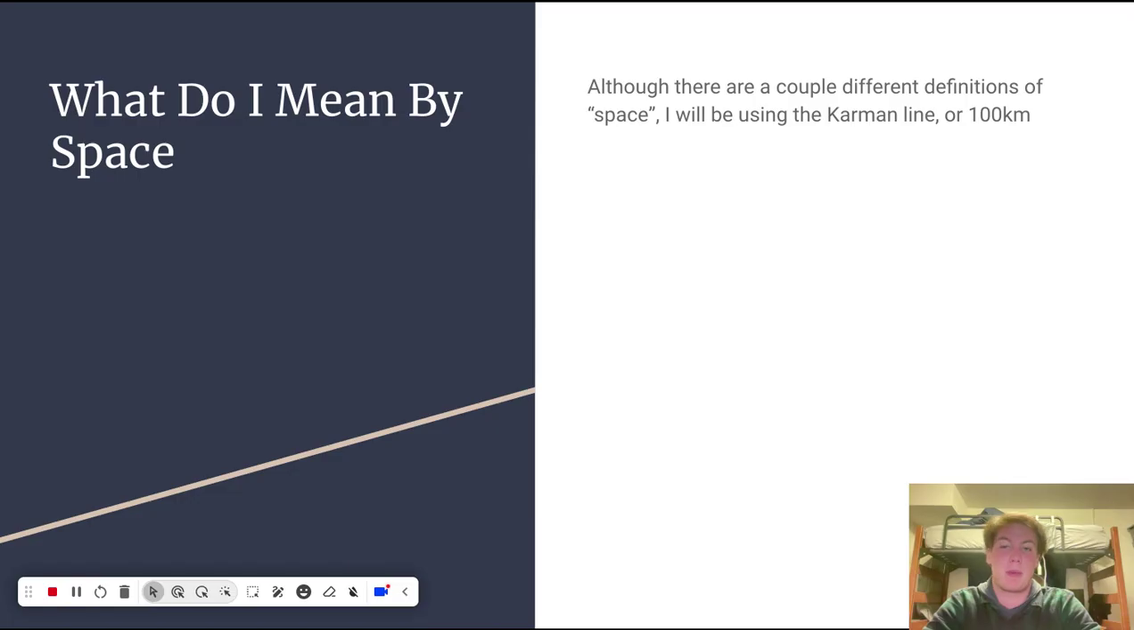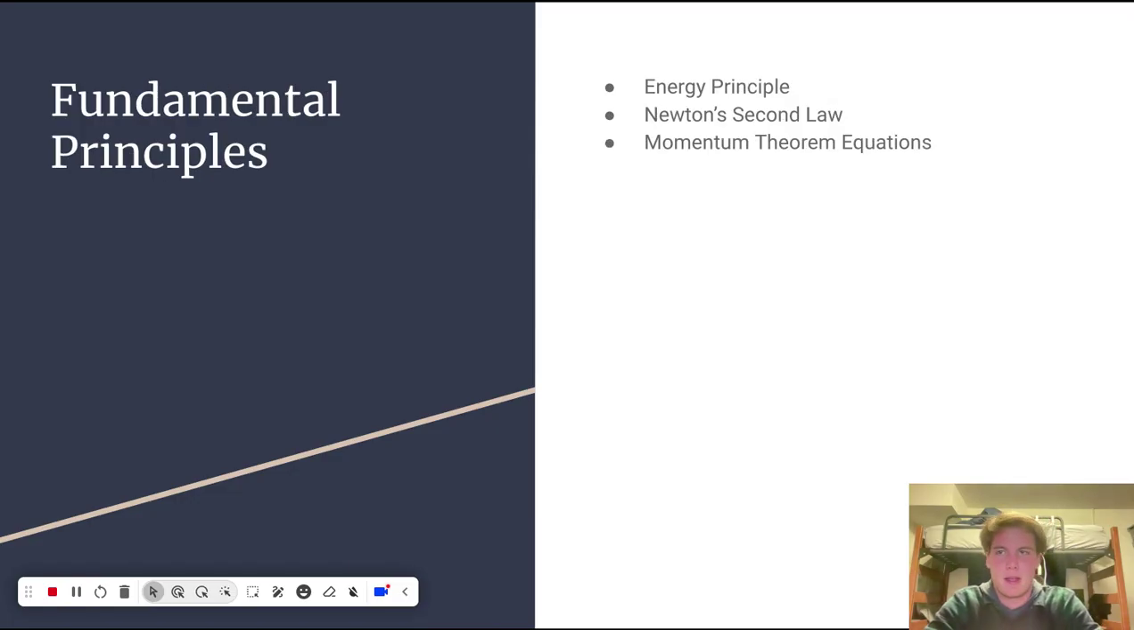But for my purposes, I was going to use the Kármán line, which is 100 kilometers above the Earth's surface, or 100,000 meters. Some of the fundamental principles at use here are the energy principle, Newton's second law, and all of our formulas that come out of that, our position update and our velocity update formula: vf equals vi plus a t, and then rf equals ri plus v t, where t is the time change. And we are going to assume the forces are non-constant, because they are in this instance.